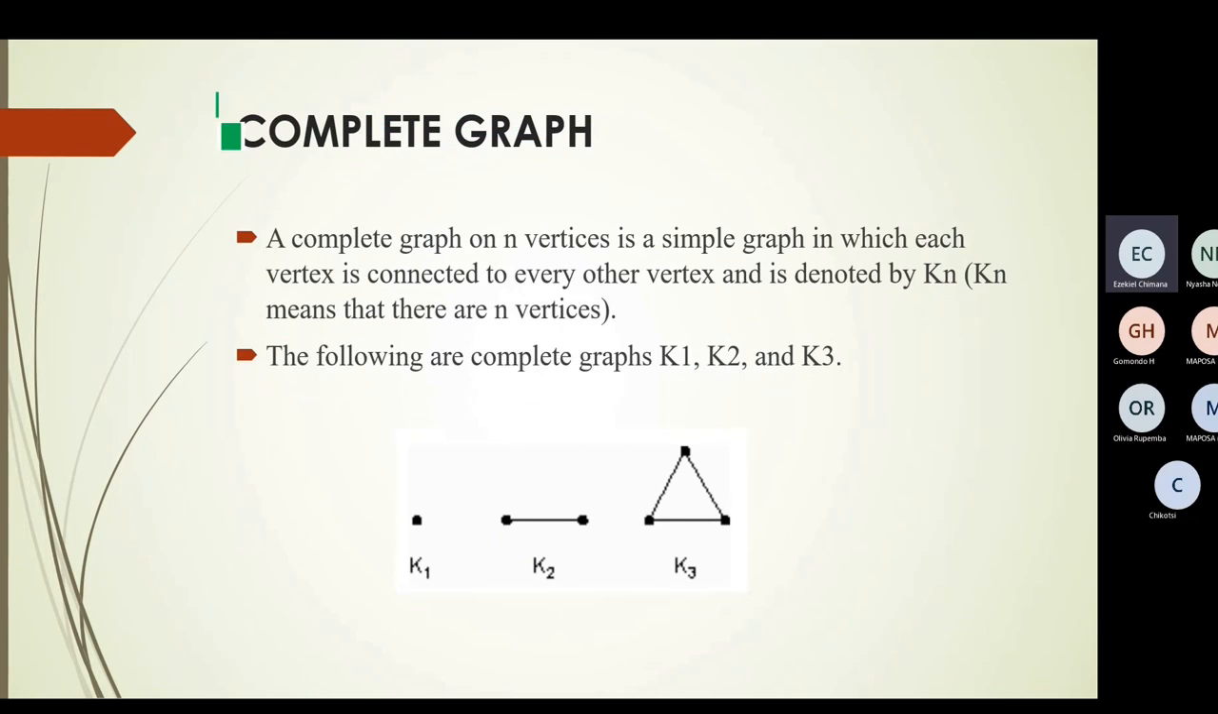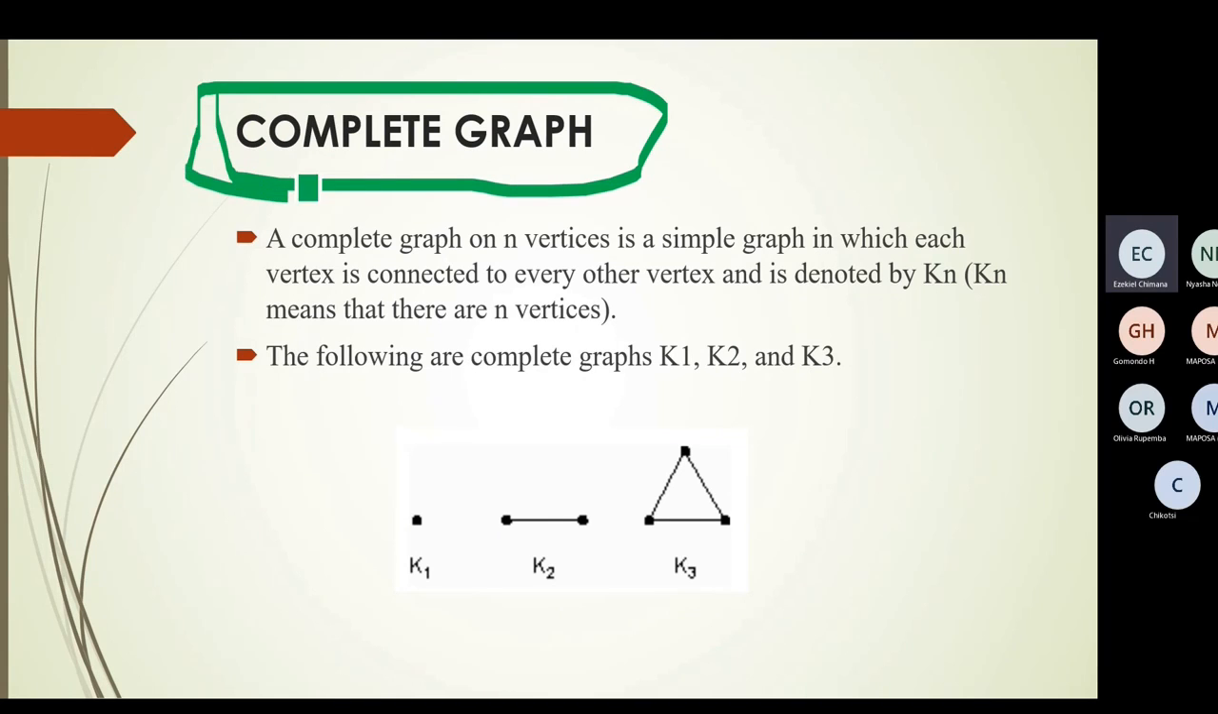Let's talk about a complete graph. You need to know what a complete graph is. So a complete graph on n vertices, if you have n vertices, is a simple graph. So first, a complete graph is a simple graph in which each vertex is connected to every other vertex and is denoted by Kn, where Kn means that there are n vertices. N will be representing your vertices. So in other words, all your vertices must be connected, or there are no isolated vertices.